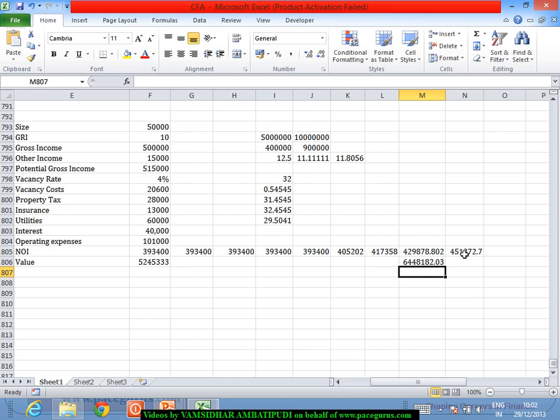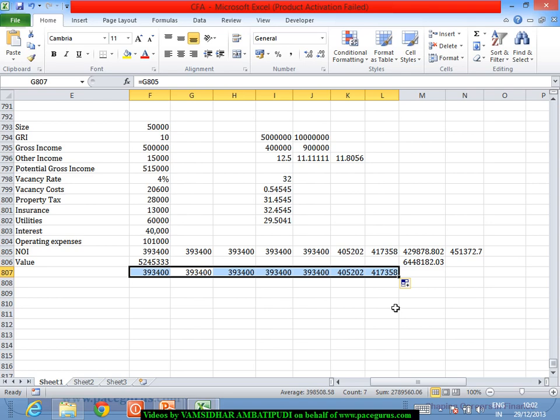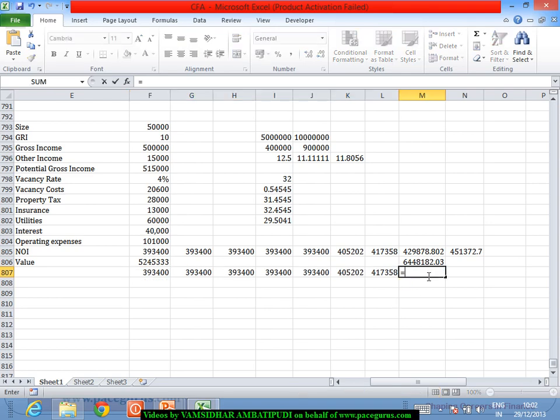And now I can discount all these things to the present value. So I can find out the NPV now. I'll take exactly these same values for these many years, and only for the last year I'll sum up these two things and find out.